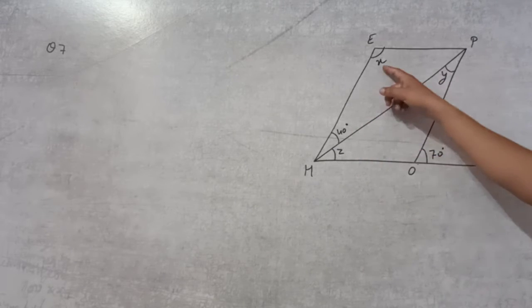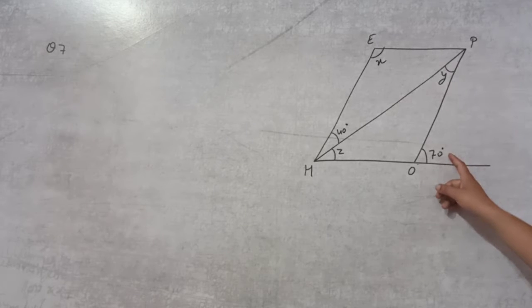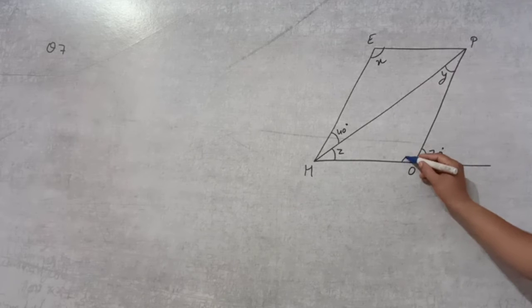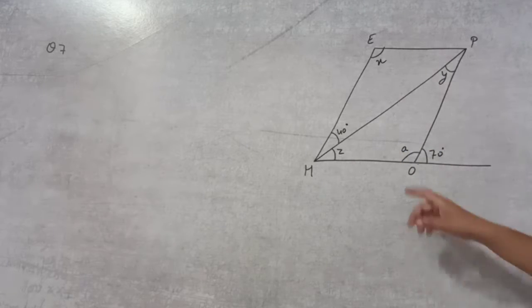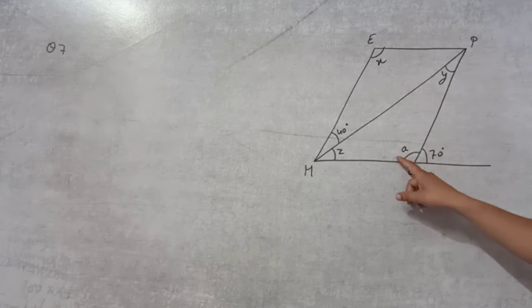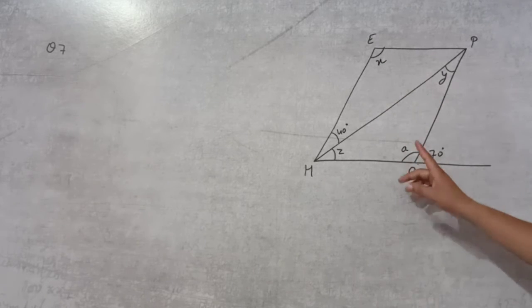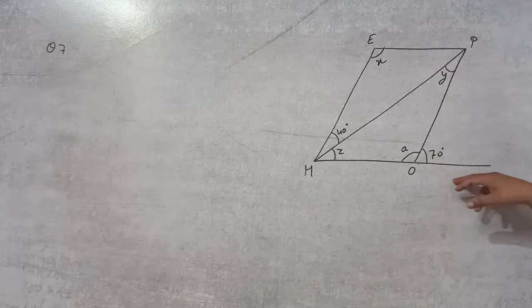But Z and X we also cannot find now. So we have to use this inside angle. We don't know what the angle is, so we have taken this A. If we get this A, we will also get X. Opposite angles of a parallelogram are equal, so whatever A comes, that is also X. But how will this A come? This is a straight line.